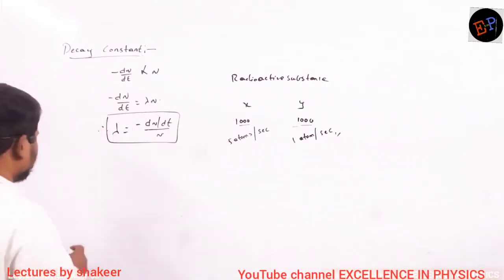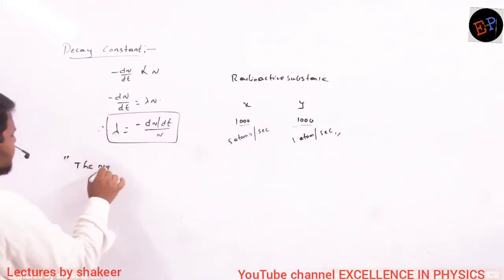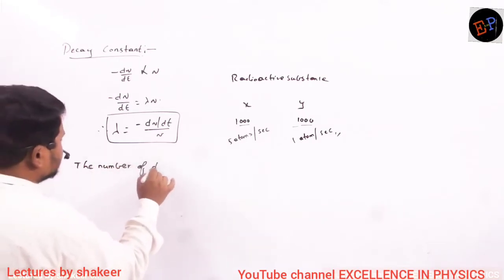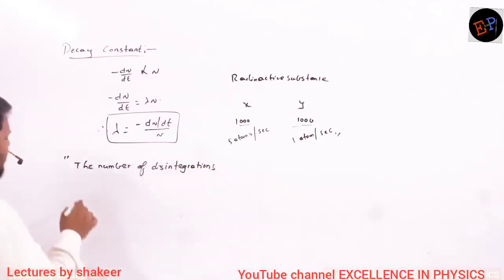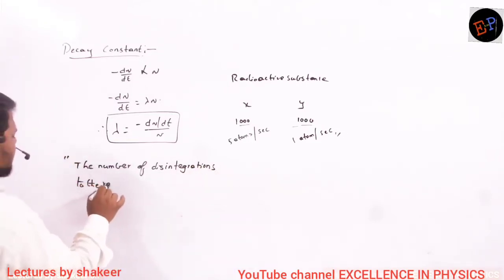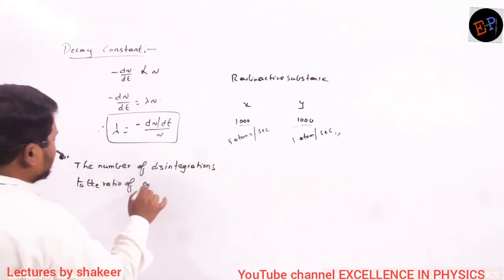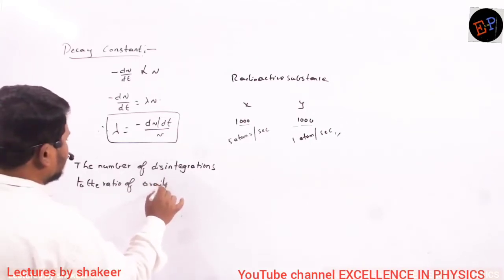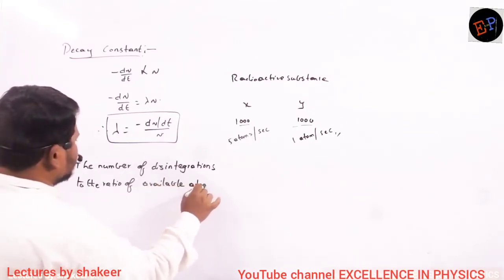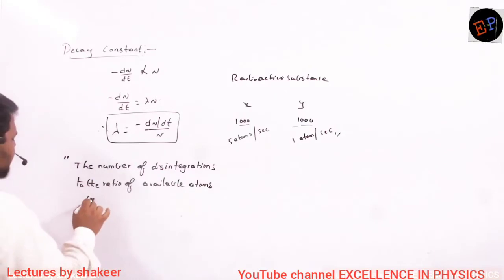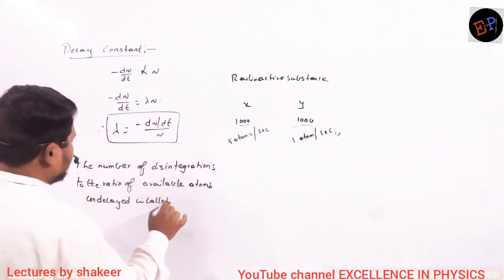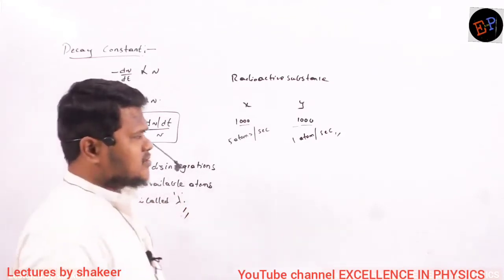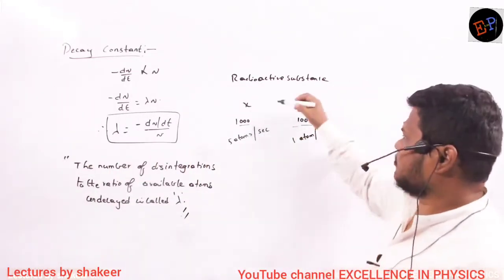So how can I define lambda? The ratio of the number of disintegrations to the available undecayed atoms is called lambda, the decay constant. So you write this example also.